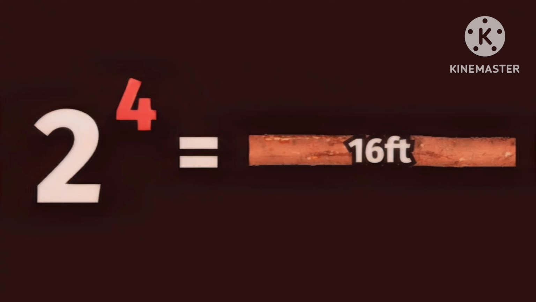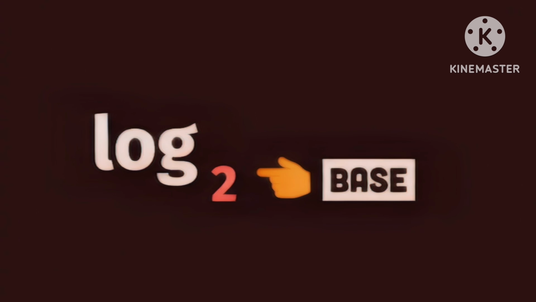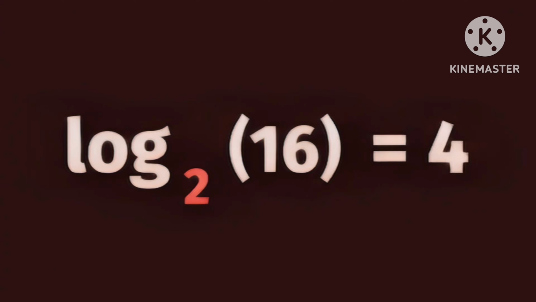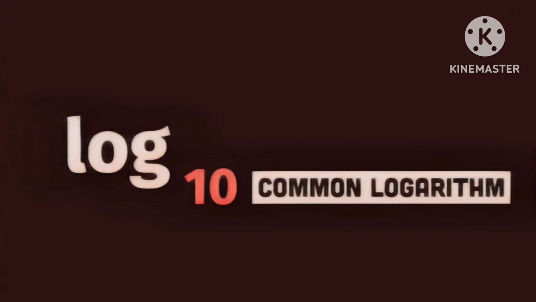That's called exponentiation, and logarithm is the exact opposite. Imagine we don't know the exponent, we only know the original length, and want to figure out how many times we'd have to cut the log to get a length of 2. We could calculate that with a base 2 log on the original length, returning a value of 4. When it's base 2, it's called a binary logarithm. However, in math, it's more common to use base 10, which is called the common logarithm.